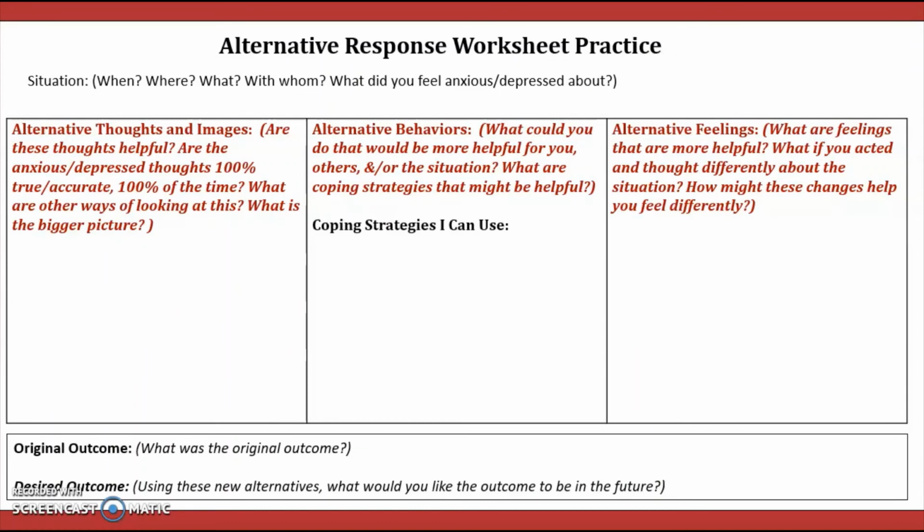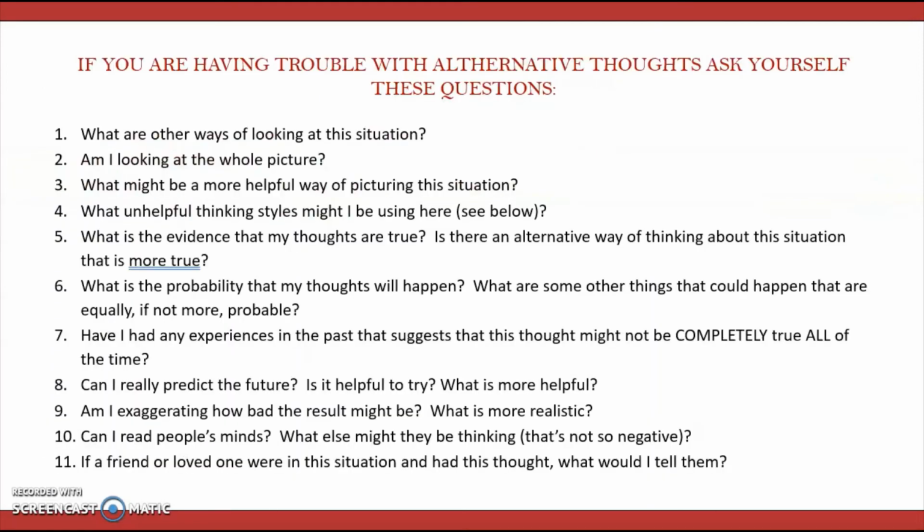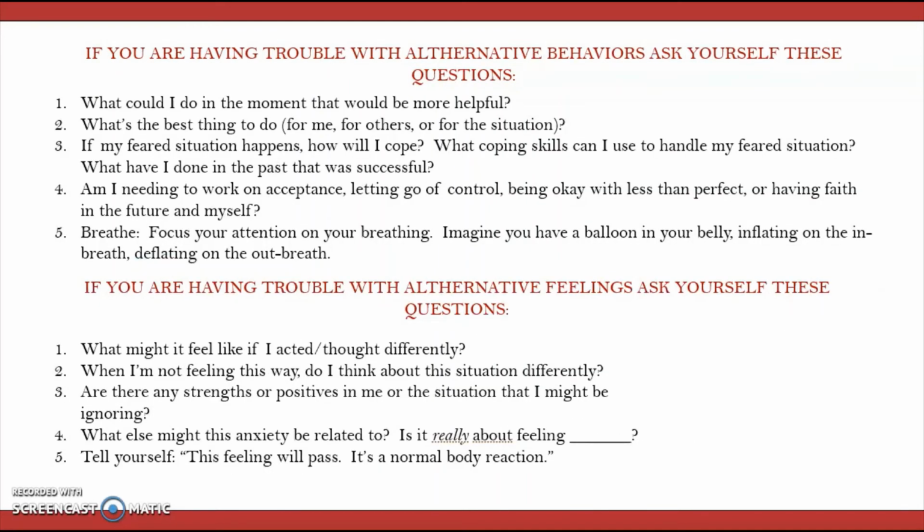Now it's your turn. Using an anxiety or depressive situation from one of your homework assignments or one that you completed during session, fill out a blank alternative response worksheet, which can be found on page 47 in your workbook. Pages 48 and 49 have questions if you're having trouble identifying alternative thoughts. Please pause the video to complete this worksheet now.